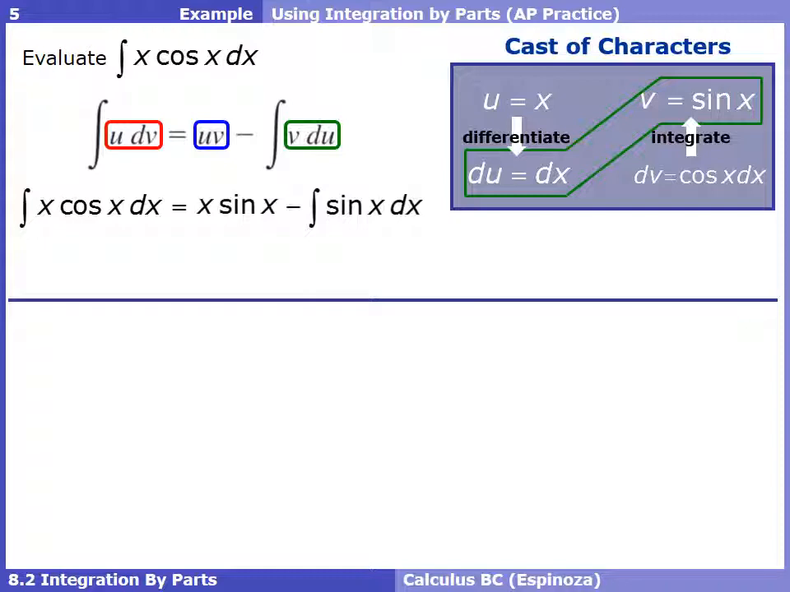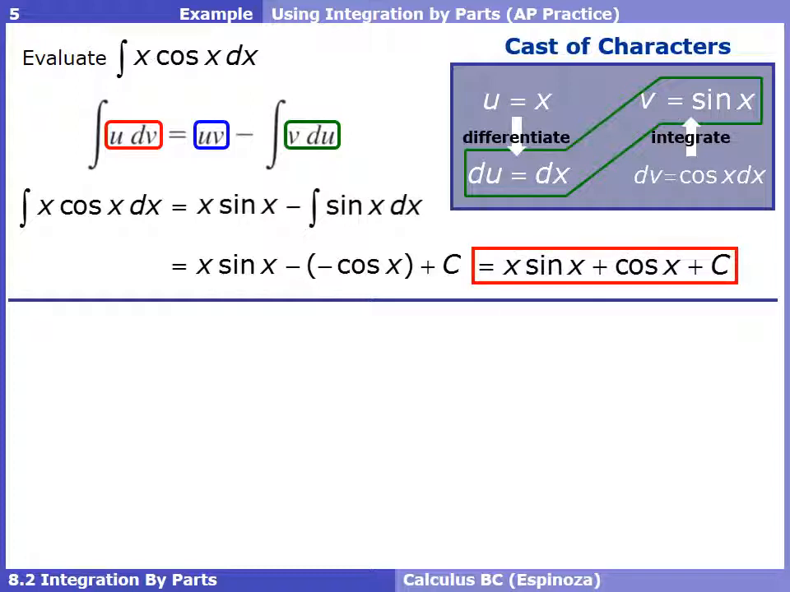And you can see these problems are fairly straightforward after you fill out this cast of characters and plug everything into the formula. Of course, x sine x just stays x sine x, and when we integrate sine x, careful here, that's negative cosine x. But of course, since we're subtracting that negative cosine x, we can just simply put that as positive cosine x, and then again, don't forget the plus c.